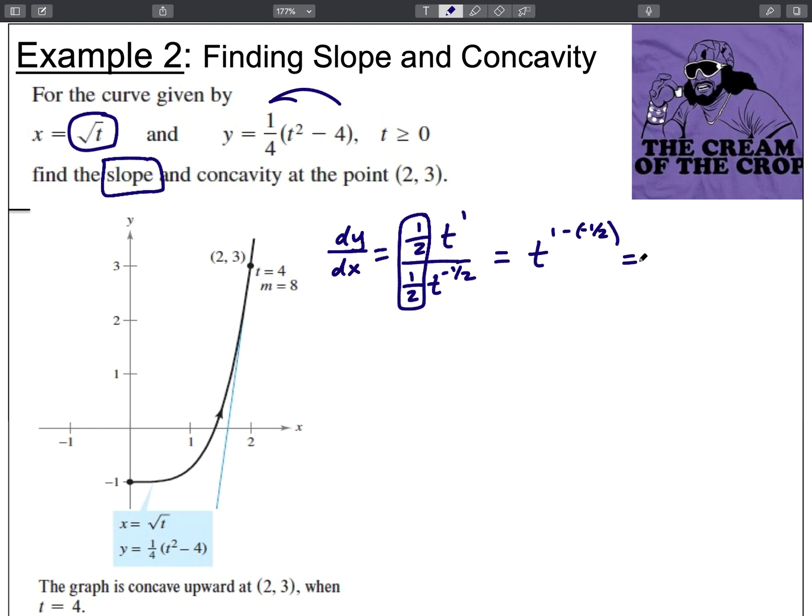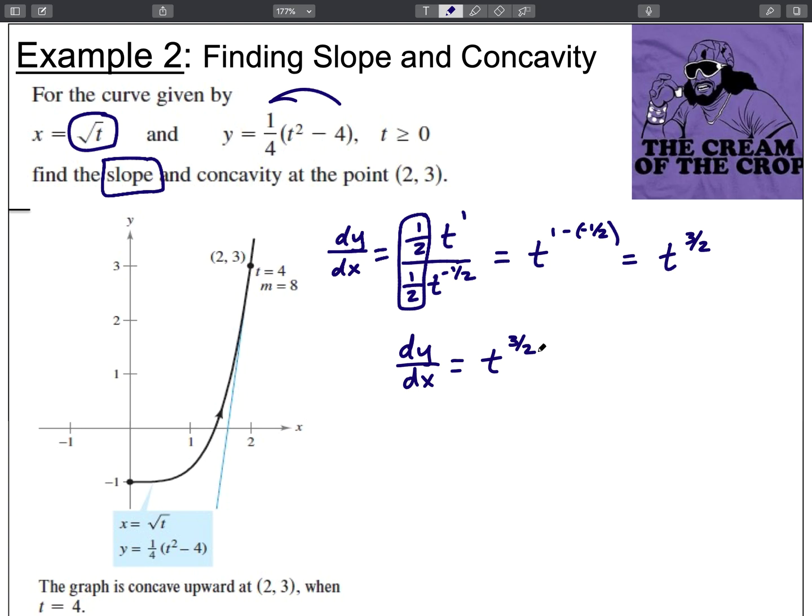1 plus a half is going to be 3/2. So I'm thinking that the first derivative is going to be 3/2. So then you could write it, dy/dx is equal to t to the 3/2. Maybe we can also answer the question, what is the slope at this point (2, 3)?